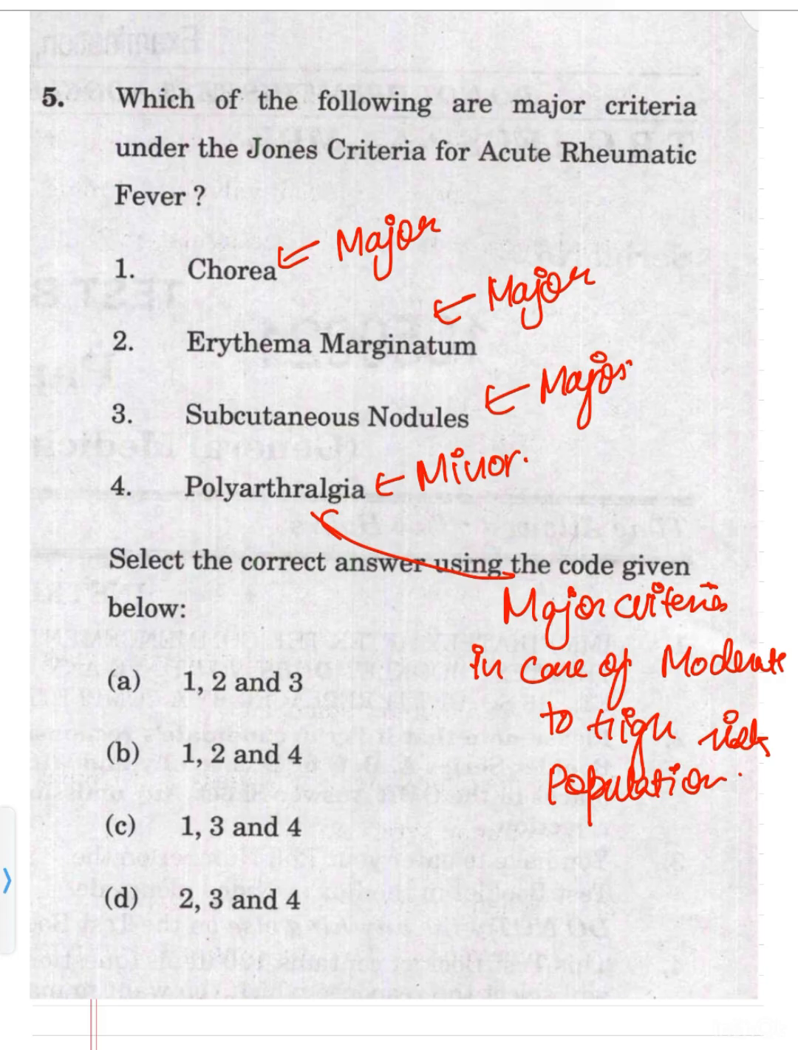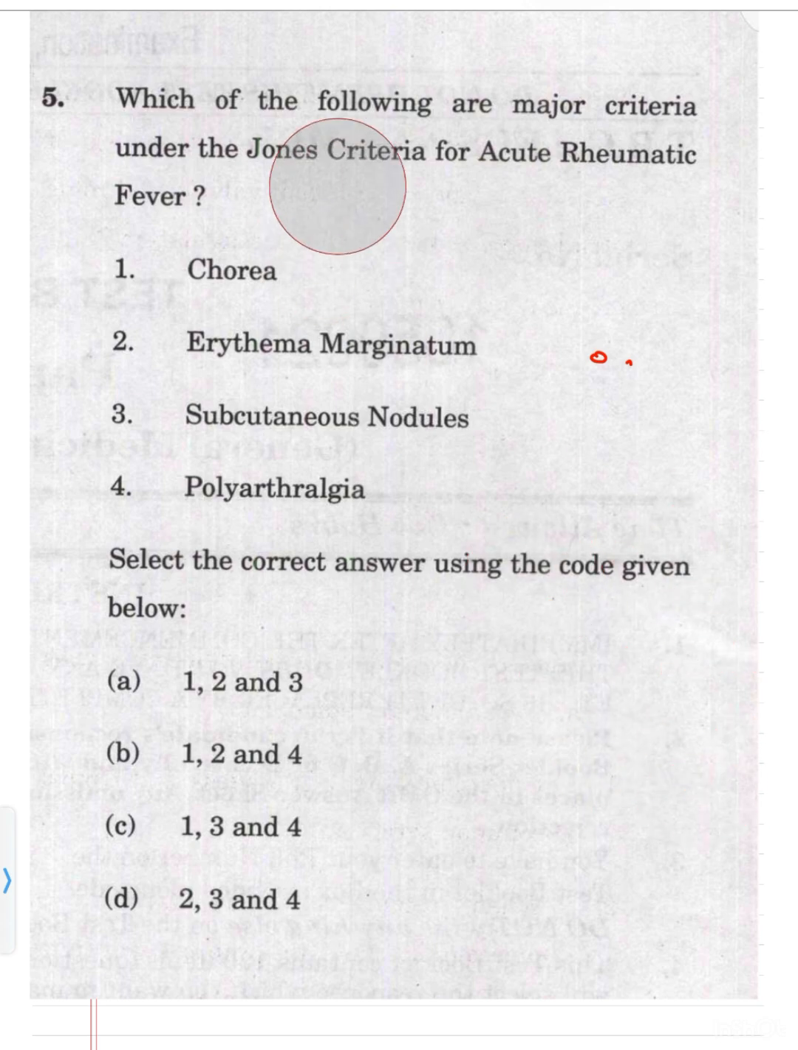And the answers are accordingly also in the options, none of the options is giving all of them to be correct. So that's why it is also taking it to be a low risk population only. So polyarthralgia will not be the answer. So the answer will be 1, 2 and 3. So 1, 2 and 3 is the correct answer.